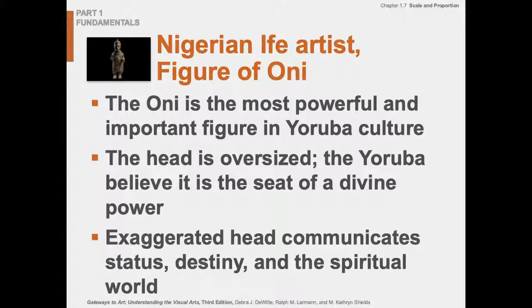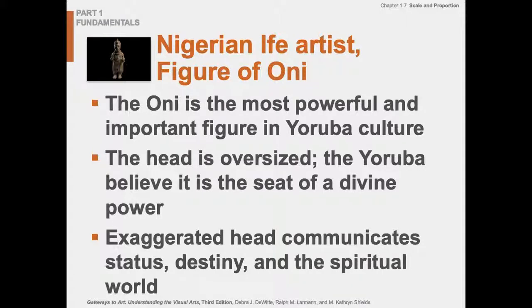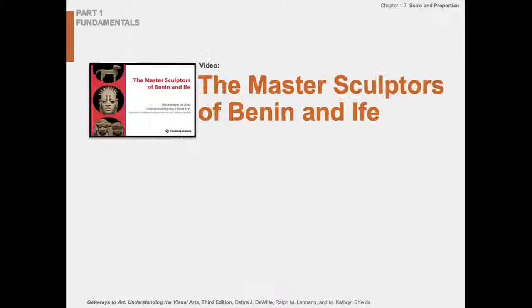Okay, so there's a lot of African culture we don't look at. Unfortunately, some of their works do not survive. Maybe the materials are made of textiles and have not survived to the present day. But that's kind of an interesting piece. So that one was made out of brass, by the way, and a little bit of lead. So it's the seat of divine power. So that's why there's an exaggeratedly large head, because it communicates status, destiny, and the spiritual world.